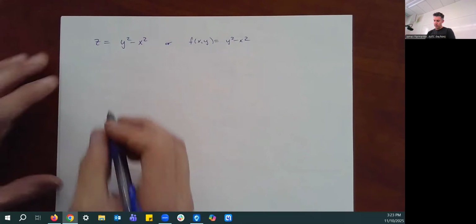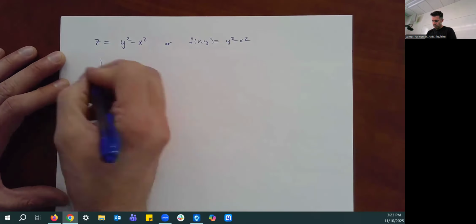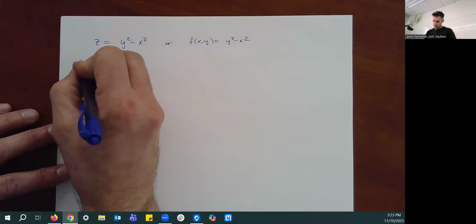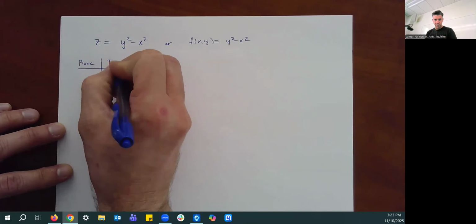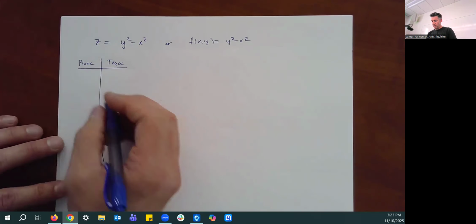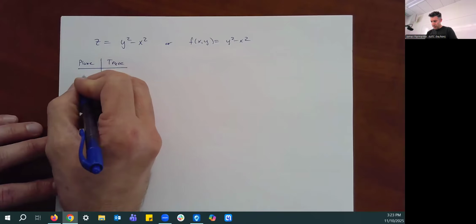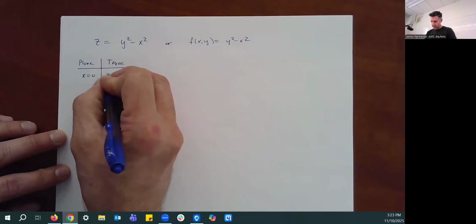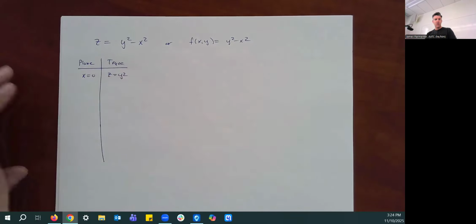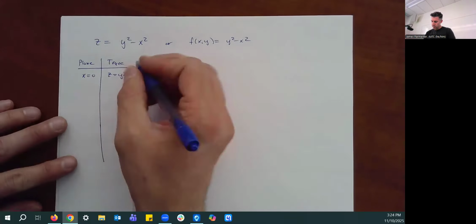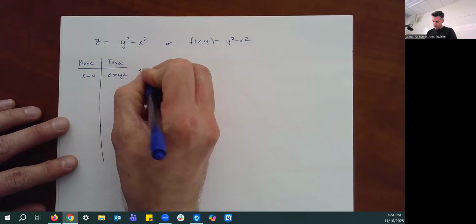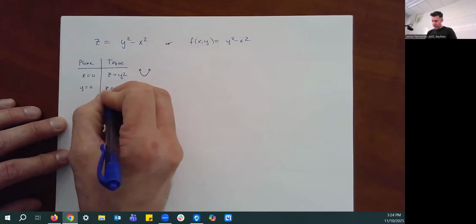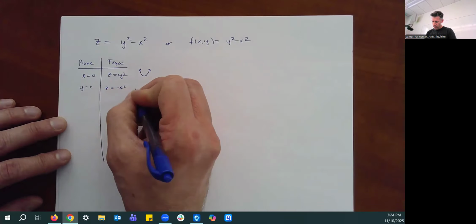And let's look at the typical things. Let's look at our planes and our traces first of all. So in the x equals 0 plane, let's not do z equals 0 yet. If x is 0, you get your nice z equal to y squared, your upward opening parabola. In your y equals 0 plane, you're going to get z equal to negative x squared, your downward opening parabola.